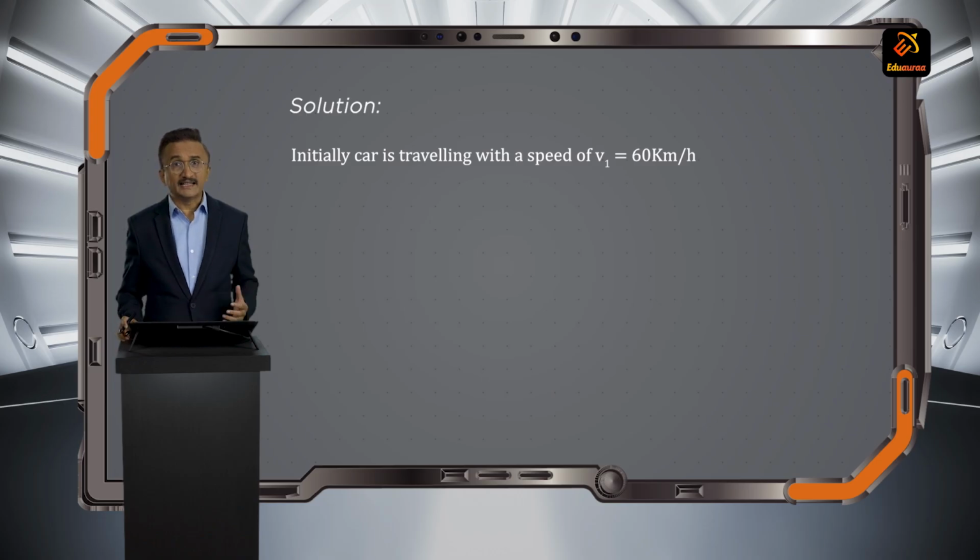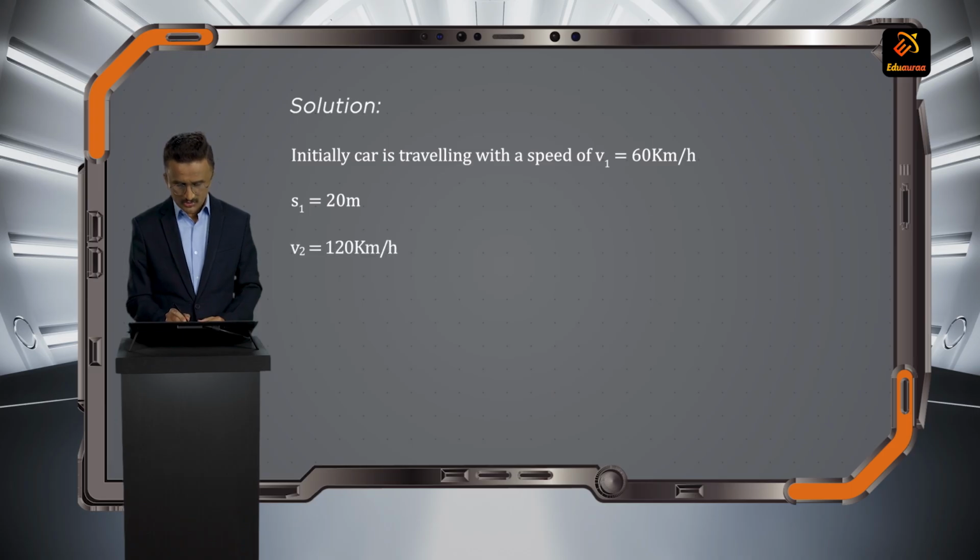And in that case, the stopping distance of the car, so I can say S1 is equal to 20 meter. In the second case, the velocity is doubled and now it has become 120. So V2 is equal to 120 km per hour. So now what is the stopping distance in this second case? So S2 I have to find out.